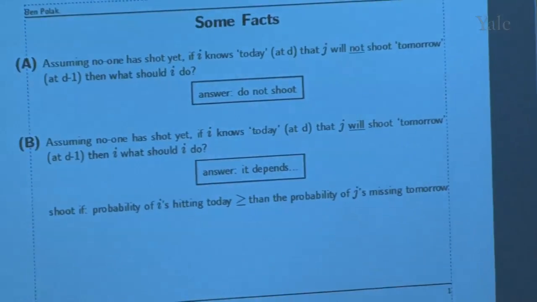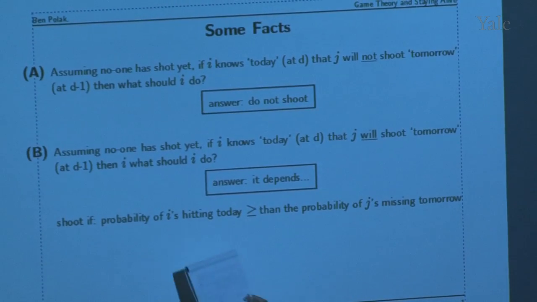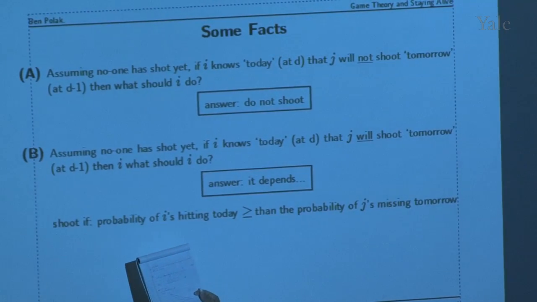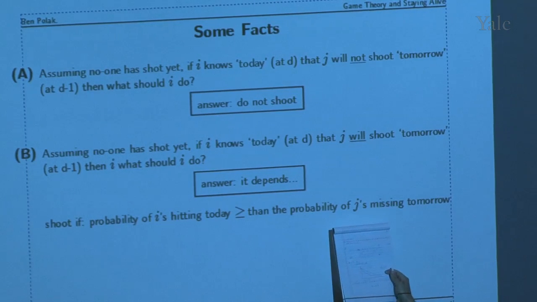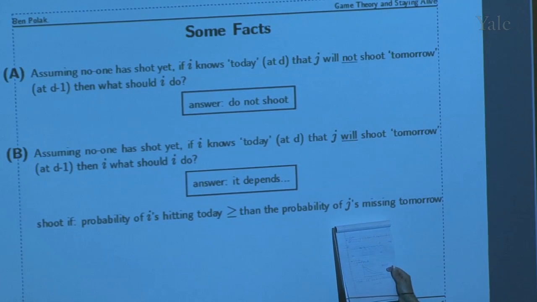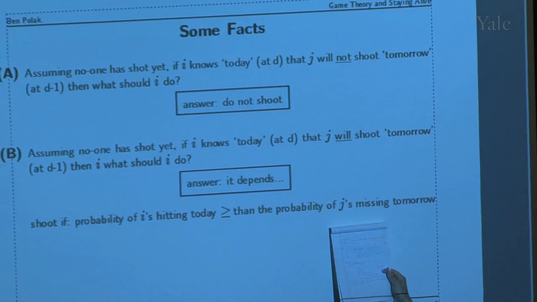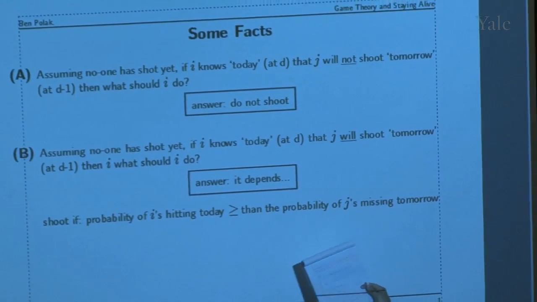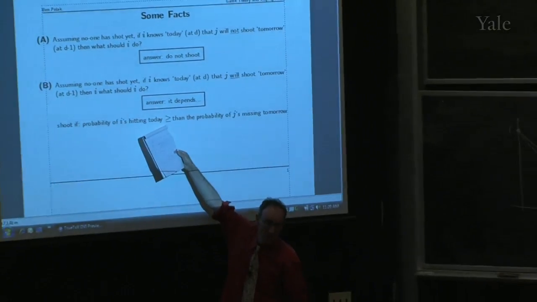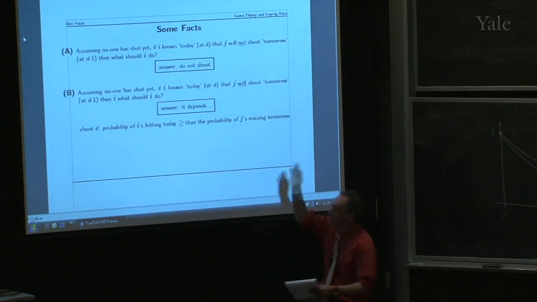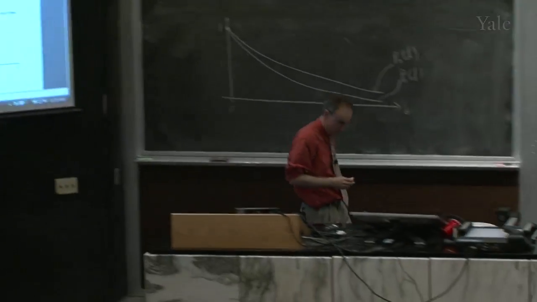The left-hand side is the probability that I win if I shoot, and the right-hand side is the probability that I win if I wait, because the other guy is going to shoot, in which case I need him to miss. Is everyone okay with the greater than or equal sign here? It could be a greater than sign. I don't really mind about the equals.